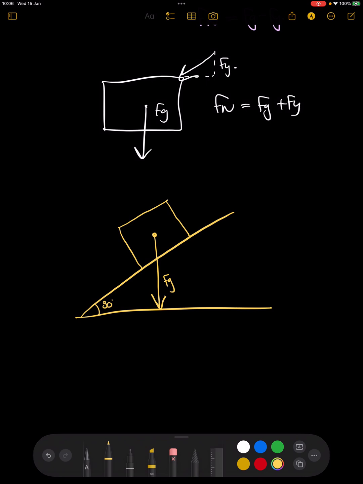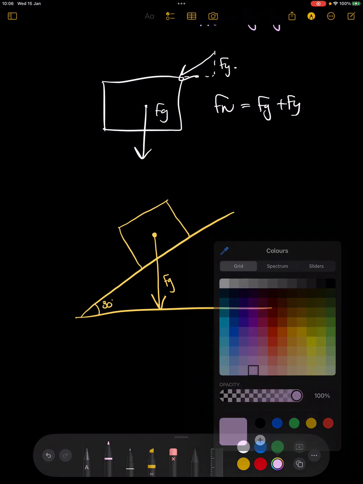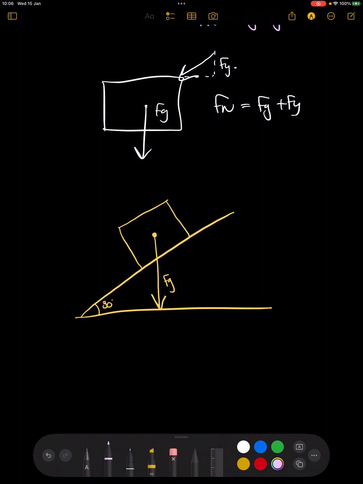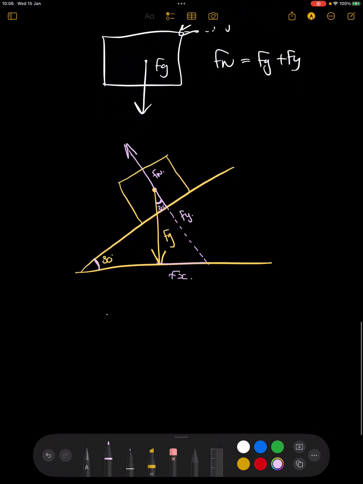My normal force is always perpendicular to the surface, which means it's going to be over there. So what I do is I just extend my Fn. This is my Fn going up here. This angle over here will always be equal to that angle over there. And to get my Fn, it's going to be equal to my Fy, because it's just in the opposite direction. And this is my Fx. So my Fn, my normal force in this case, is just equal to my Fy.